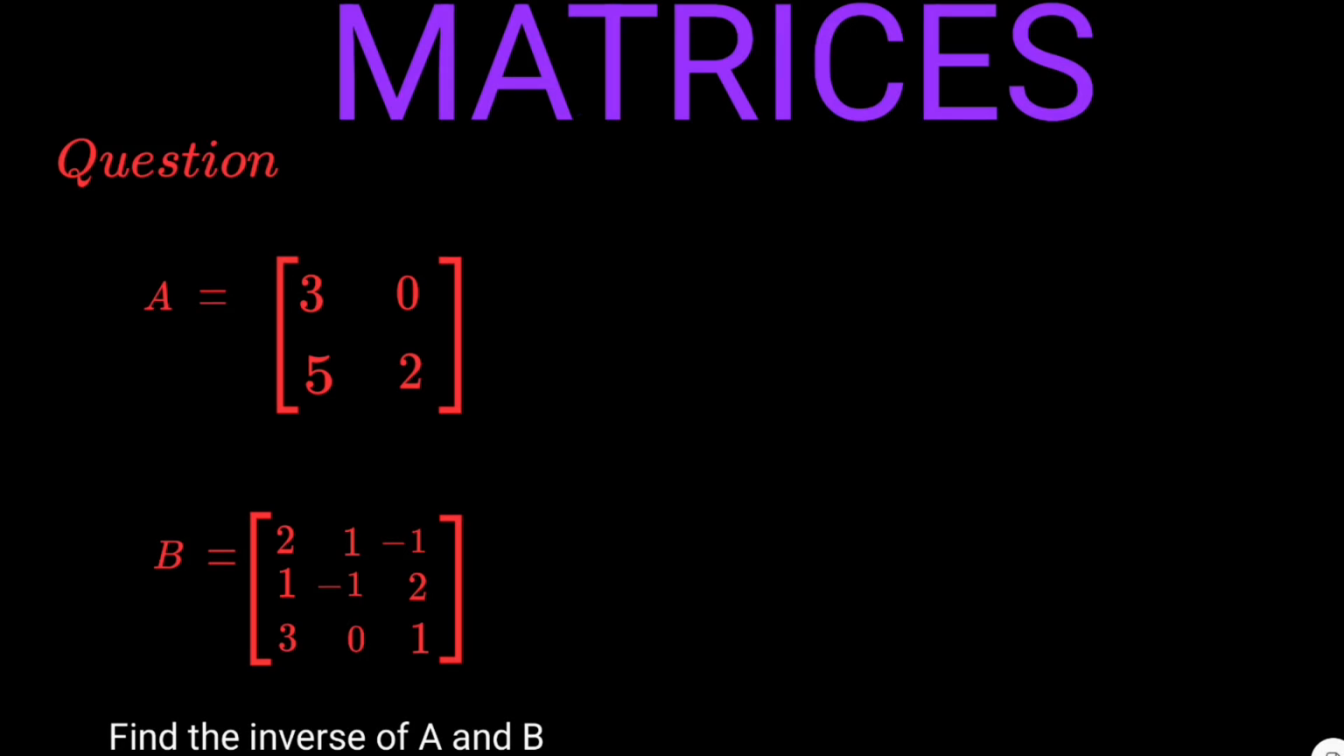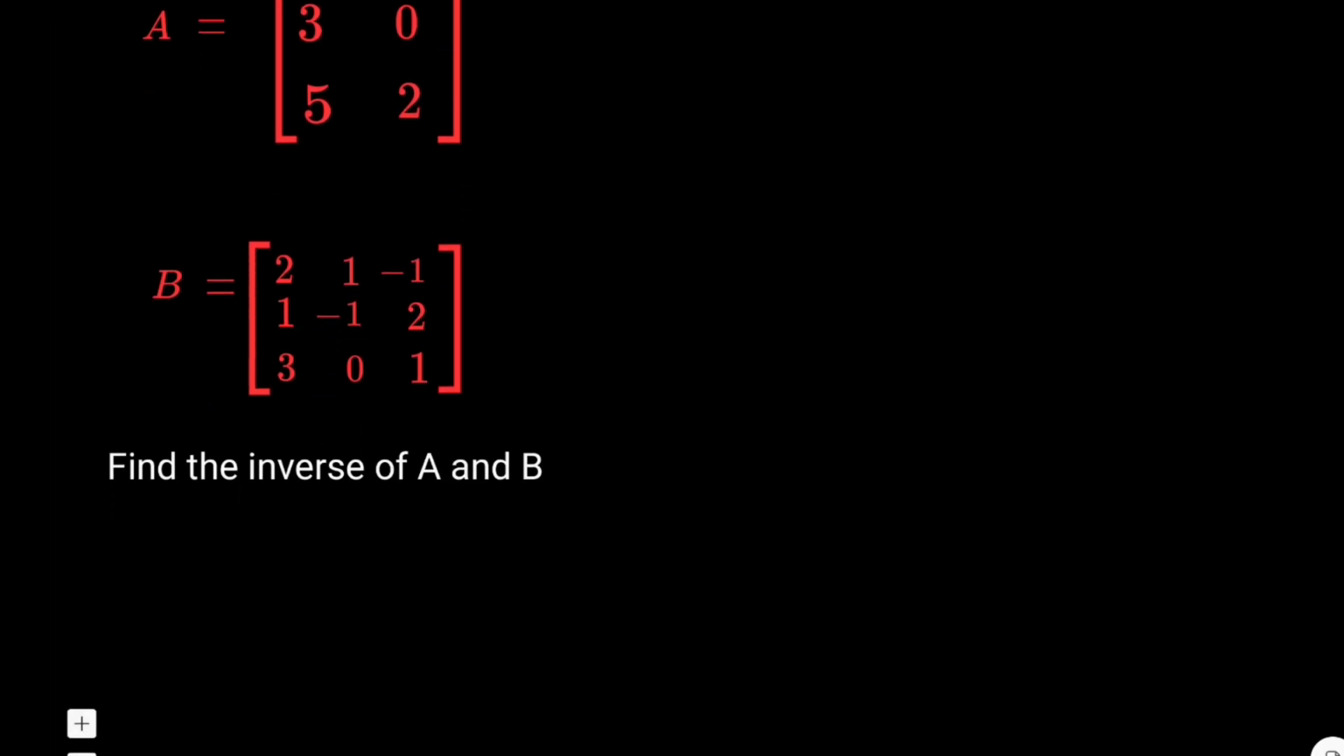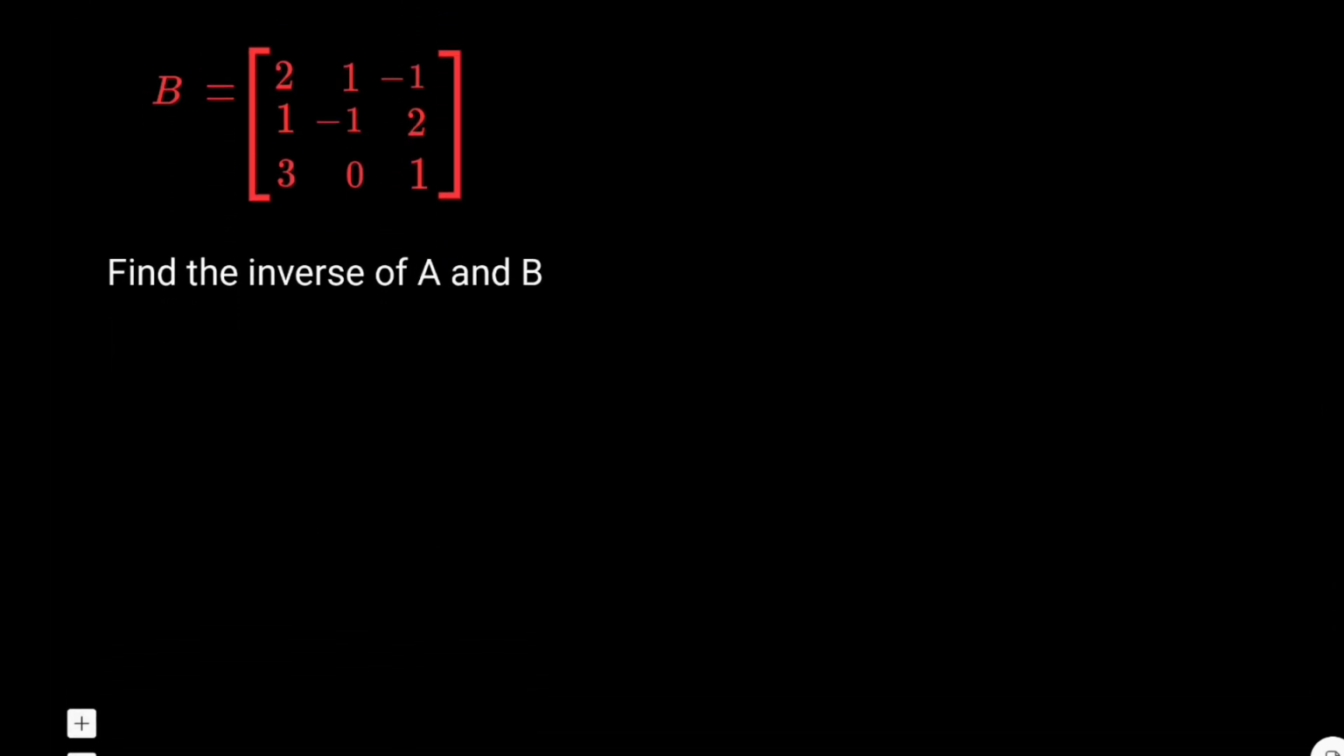In this video we are going to solve a question on the inverse of matrices, that is the inverse of a 2 by 2 matrix and the inverse of a 3 by 3 matrix. The question says A is that and B is that, so we should find the inverse of A and B. Okay, so let's go. We have a solution.